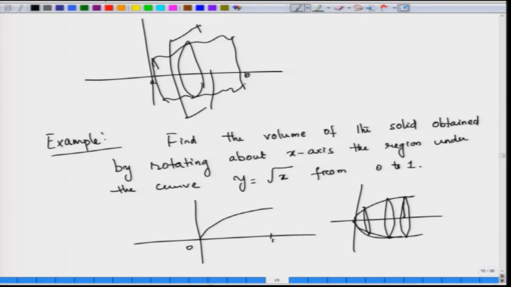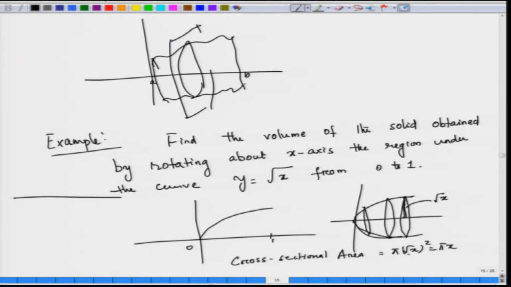Now, what is this r? The center is here. This is going to be the radius of the circle you are getting in the cross section. Now, this radius is nothing but square root of x, because this is y, this is the square root of x. So, the cross section area is equal to pi into square root of x square, which is equal to pi x.